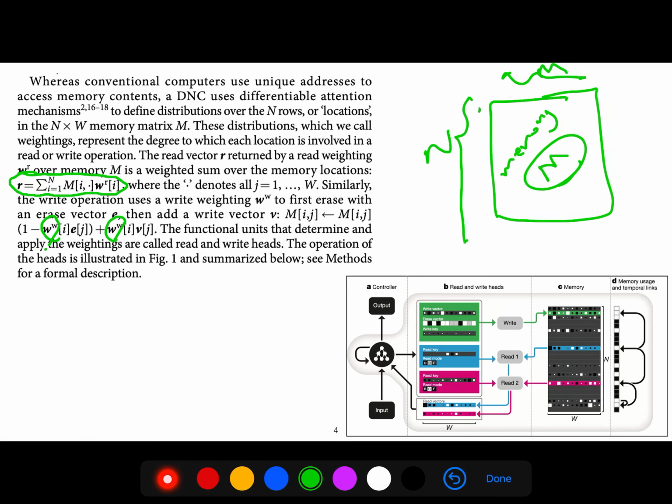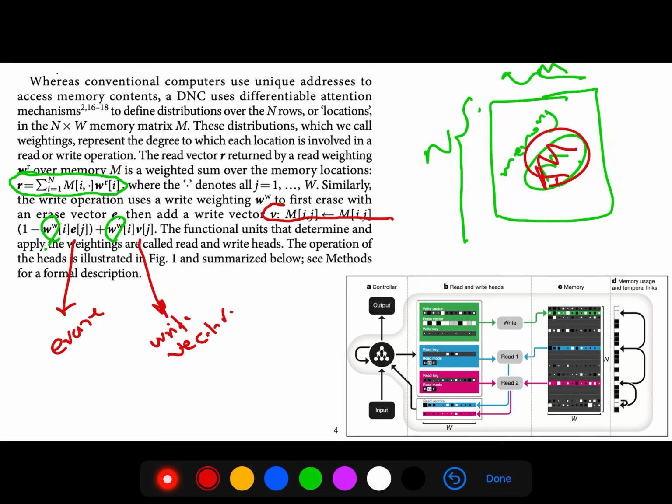And then we erase here so that we can write here. This is a write vector. And so M times this one plus this one. So this is how your memory is updated, this latent variable in that Neural Turing Machine, where they used Bayesian analysis. Here we just update it very simply, with this simple formula.